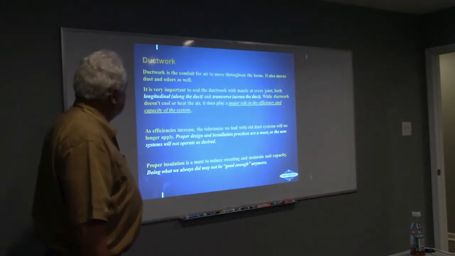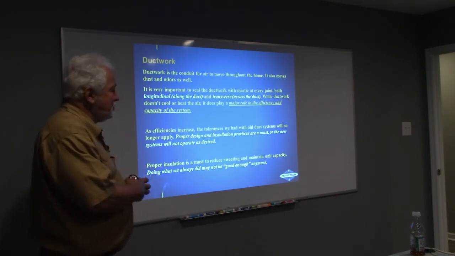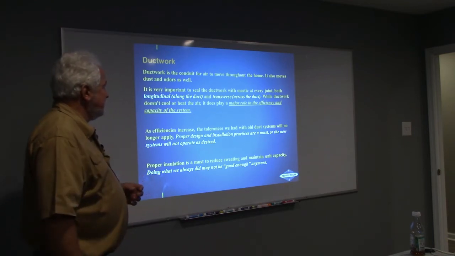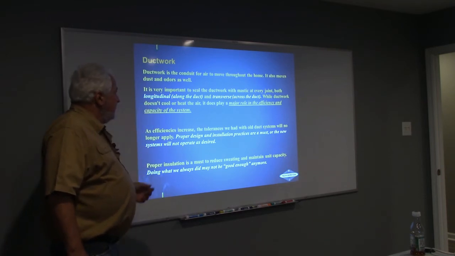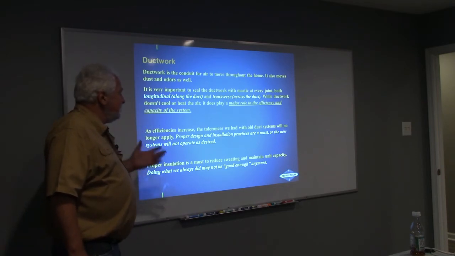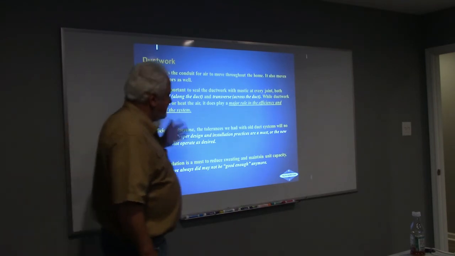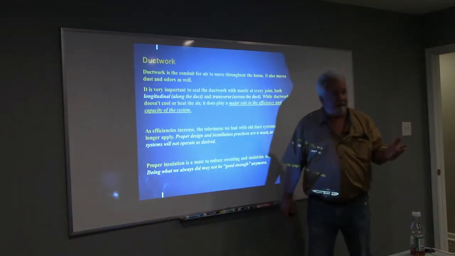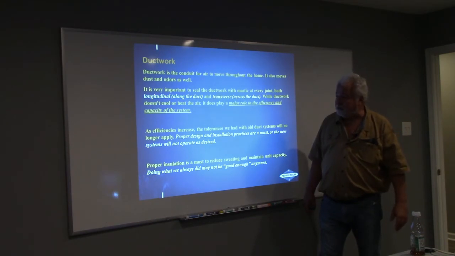All right. Ductwork is the conduit for air to move. It's important to seal the ductwork with mastic at every joint, both longitudinal, along the duct, and transverse, across the duct. While the ductwork doesn't heat and cool, it plays a major role in the efficiency. As efficiencies increase, the tolerances we had with the old duct systems are going to go away. We don't have the ability to use improperly installed ductwork. It's just getting worse and worse.